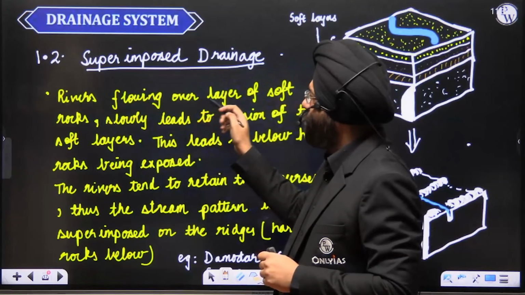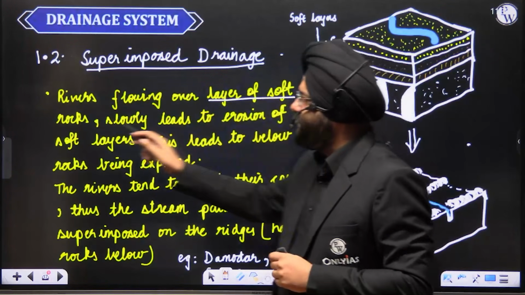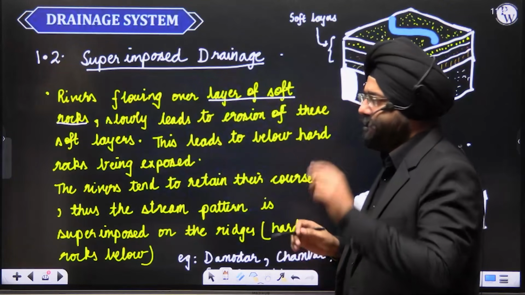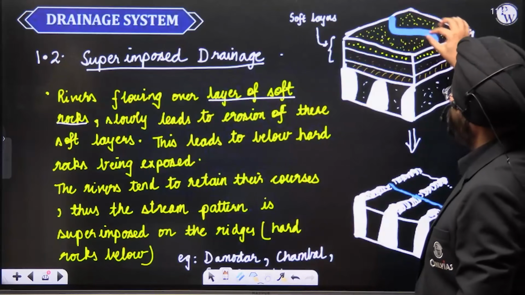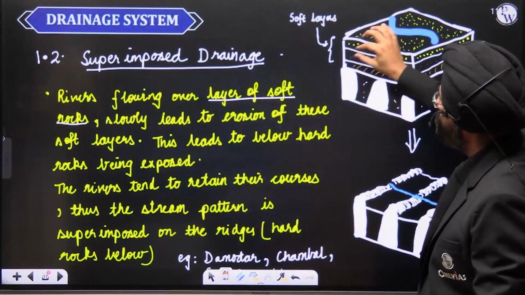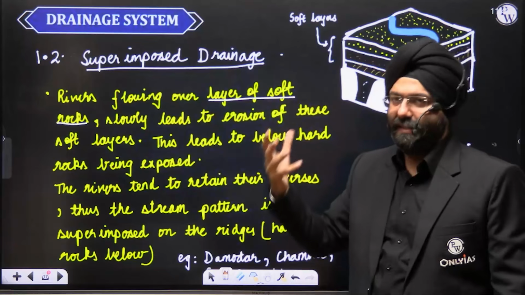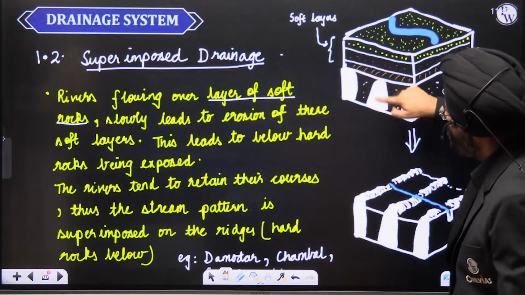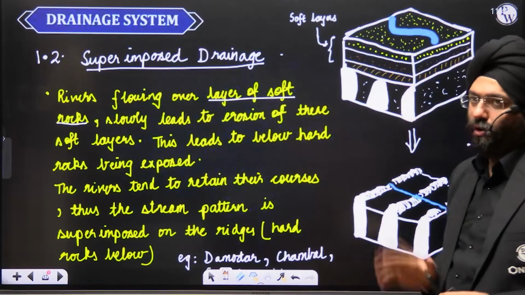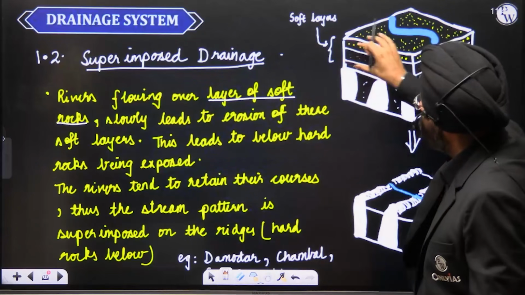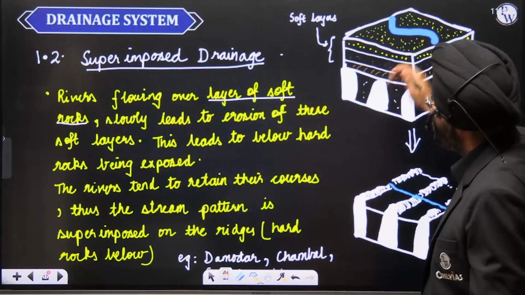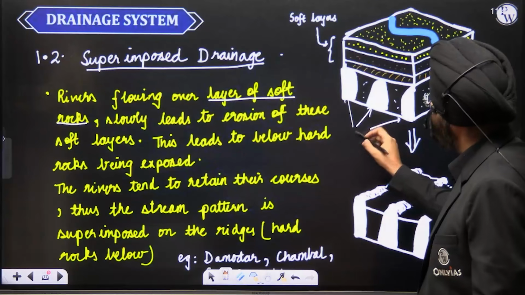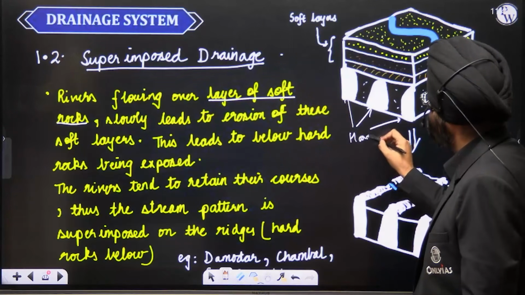Rivers flowing over a layer of soft rocks. Now this is a general condition where we observe this type of drainage. Supposing a river is flowing, and supposing these layers are made up of soft layers, soft rocks. And supposing beneath them, this darkened white color represents hard rock. These three layers are soft layers. These, one, this, and this, these represent hard rocks. Clear?